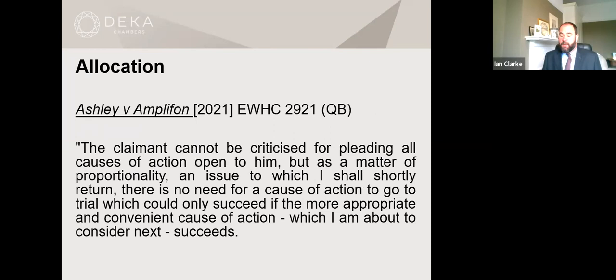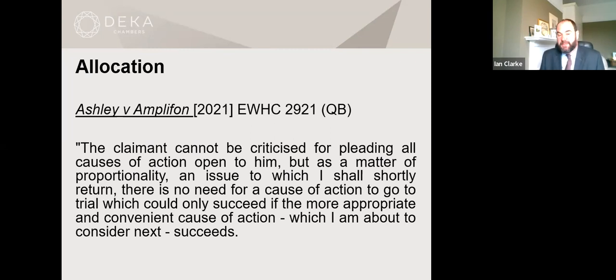And you see a similar result in Ashley and Amphillion. Again, all that happens in this case factually is the defendant employer sent the claimant's contract of employment to another employee. That's really it. And the court takes this approach. So the claimant can't be criticised for pleading all causes of action open to him. So this isn't a criticism. There's nothing wrong with bringing or seeking a claim for misuse of private information, breach of confidence and so forth.